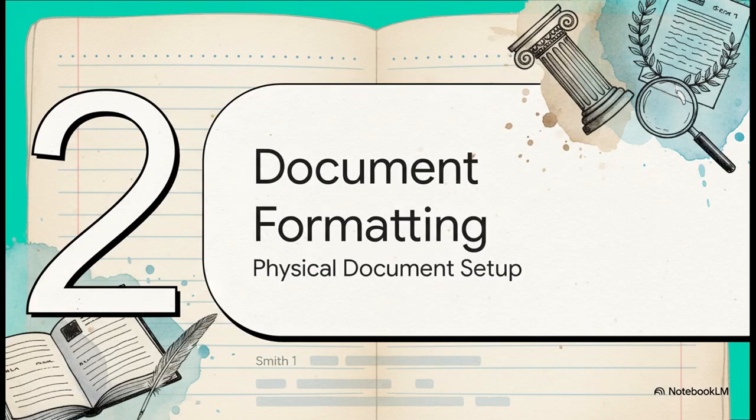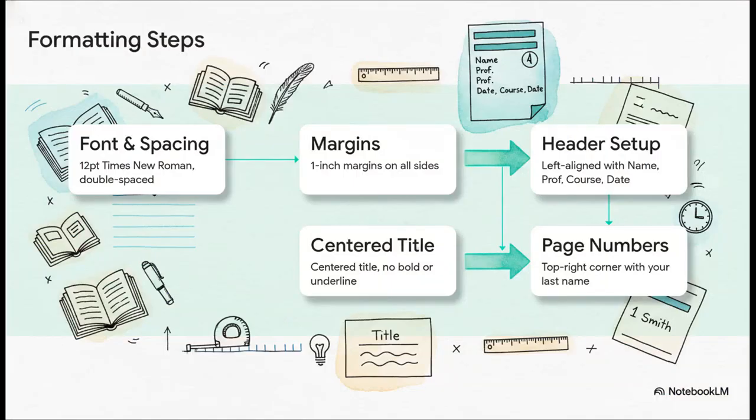Moving right along to Section 2, formatting your document. This is the physical document setup. Think of this as pouring your foundation. First, you're going to set your font to 12-point Times New Roman and make sure the entire document is double-spaced. Next, double-check that you've got 1-inch margins on all sides. Then, plug in your left-aligned header. That's got to include your name, your professor's name, the course, and the date.